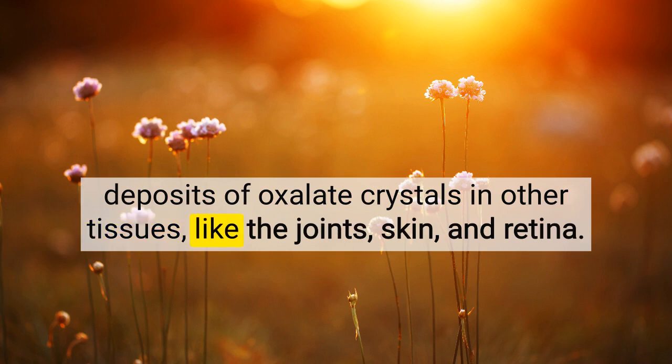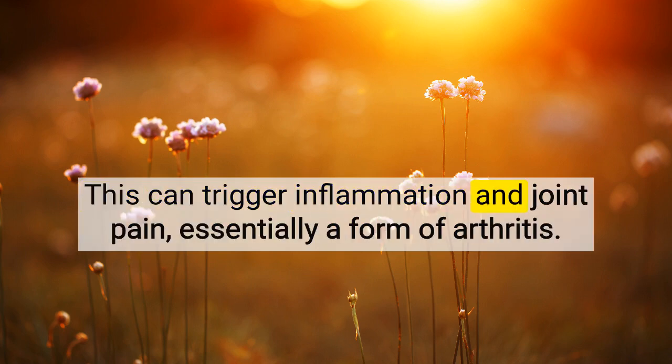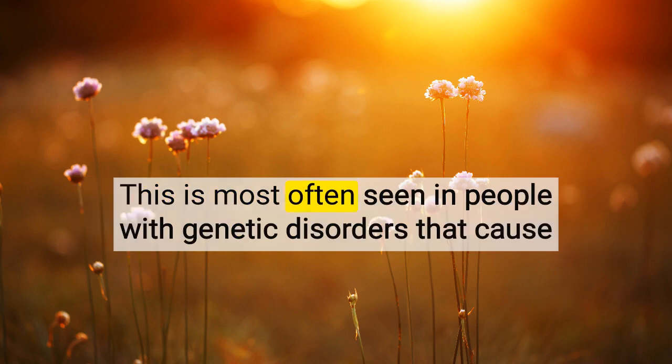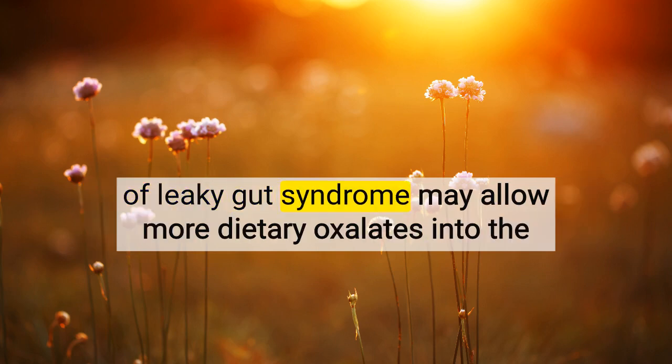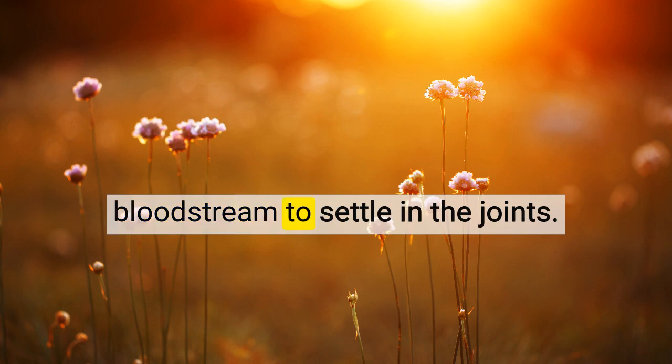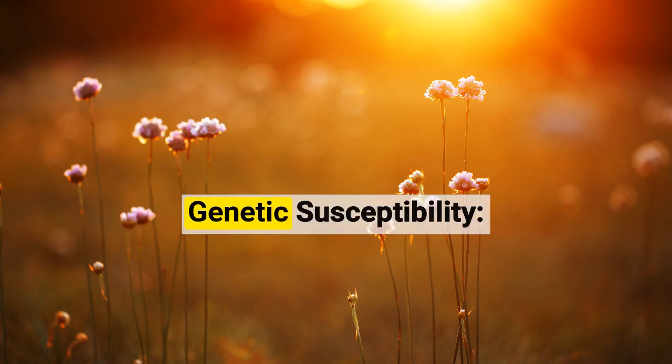Another problem that can crop up with high oxalates, although more rarely, is deposits of oxalate crystals in other tissues, like the joints, skin, and retina. This can trigger inflammation and joint pain, essentially a form of arthritis. This is most often seen in people with genetic disorders that cause them to produce way too many oxalates. But the increasing prevalence of leaky gut syndrome may allow more dietary oxalates into the bloodstream to settle in the joints.